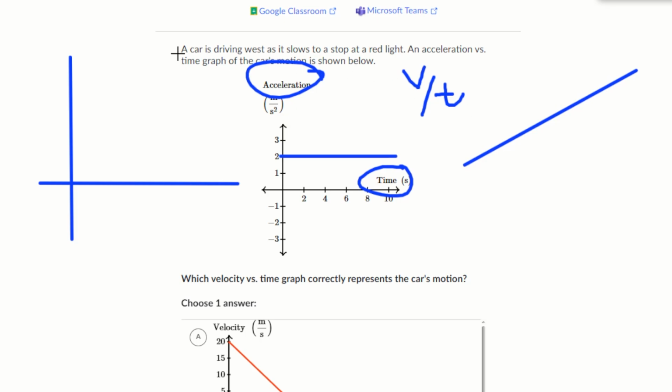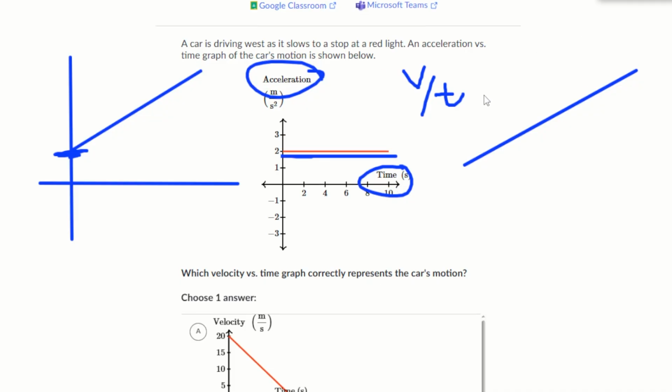And since we know that a car is already driving, it's going to have an initial velocity. So it's going to look something like this, because it has our initial velocity when we started driving, and it has a constant slope of 2 meters per second squared. And with that being said, we can go ahead and look at which answer choice matches up the graph that we have.